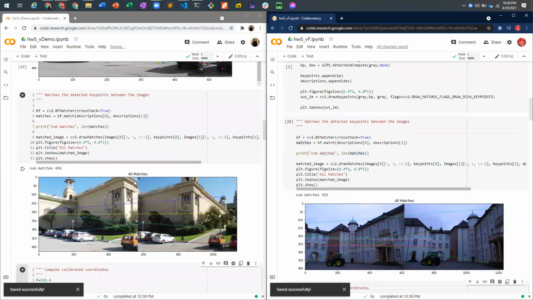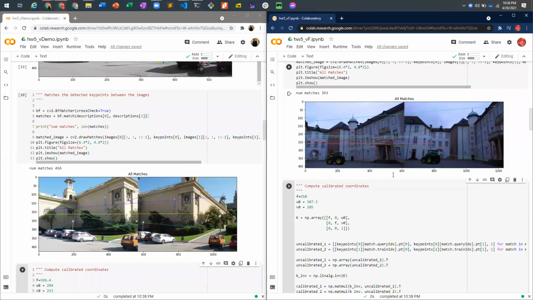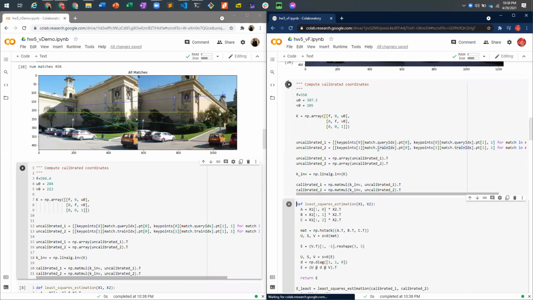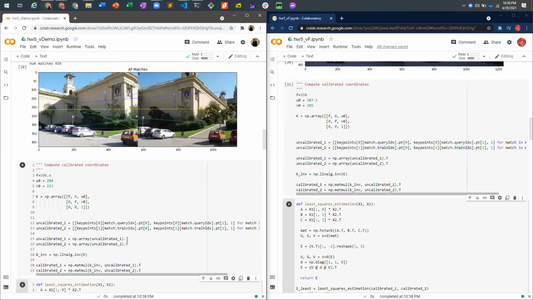As you can see, running them both in parallel, the demo image comes up with a slightly greater number of matches than the other one, but that should not be concerning at all. Both are pretty high. As you can see, I've adjusted the calibrated coordinates. What this step does is take the uncalibrated coordinates, the key points from the key point matching step, and convert them into calibrated ones.